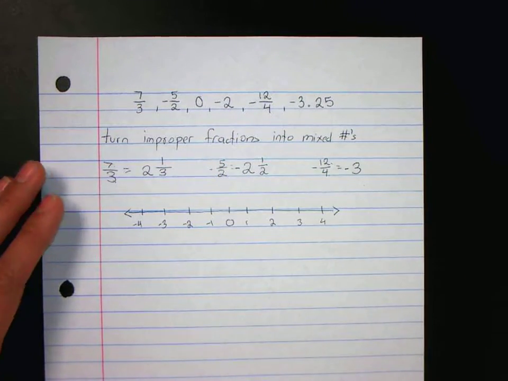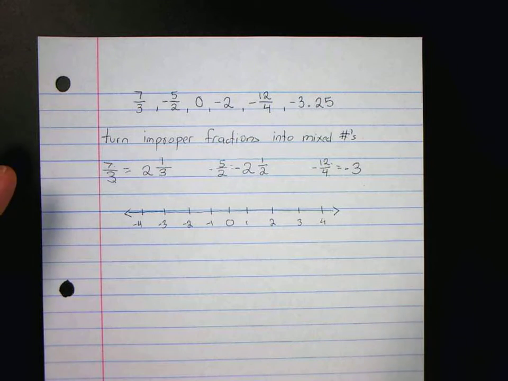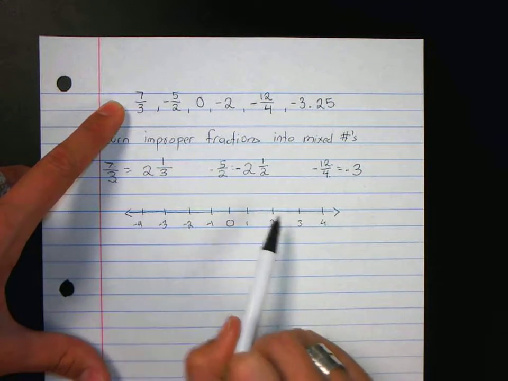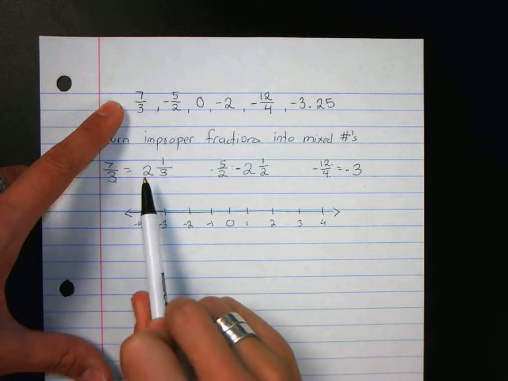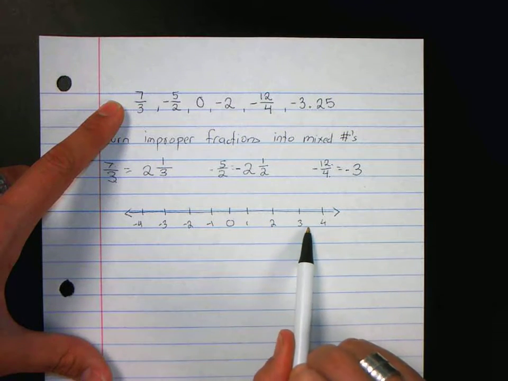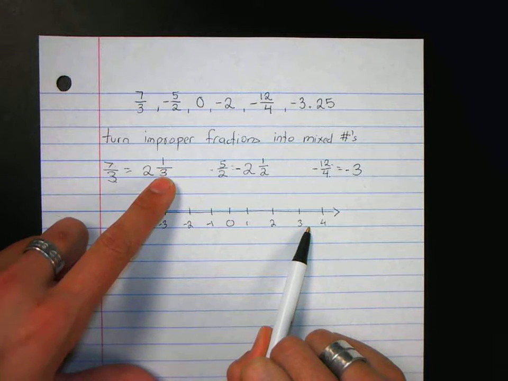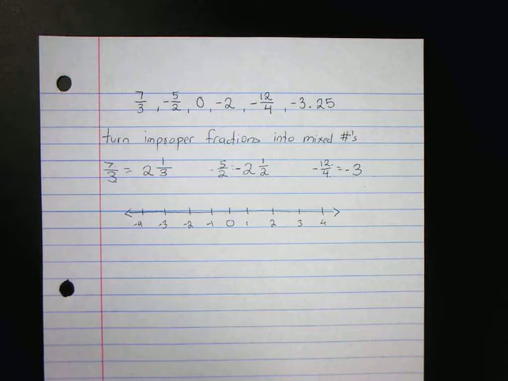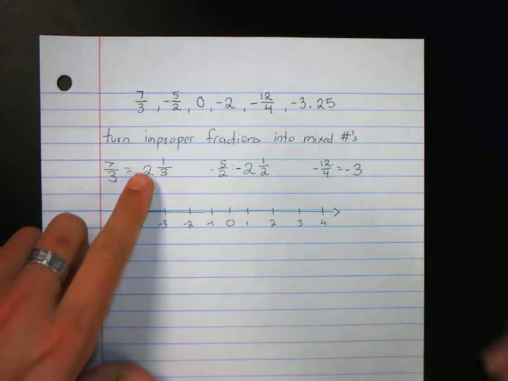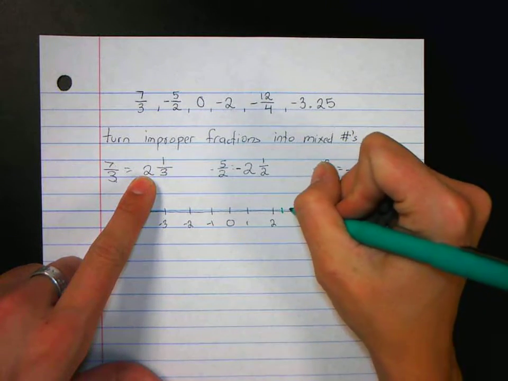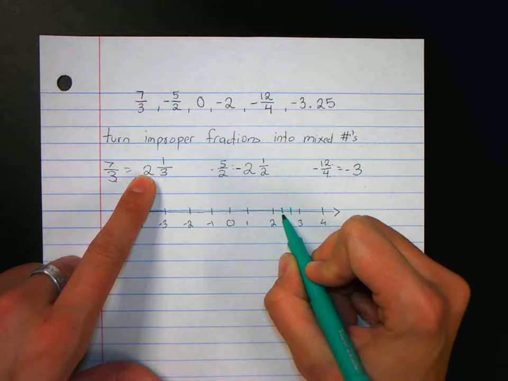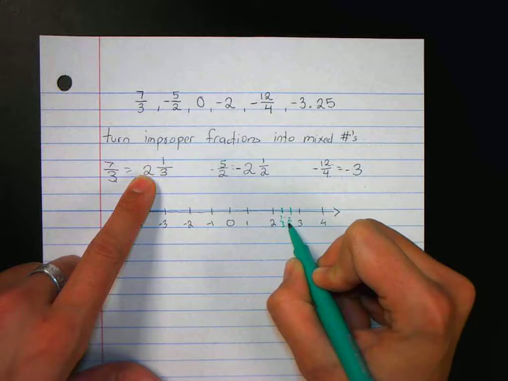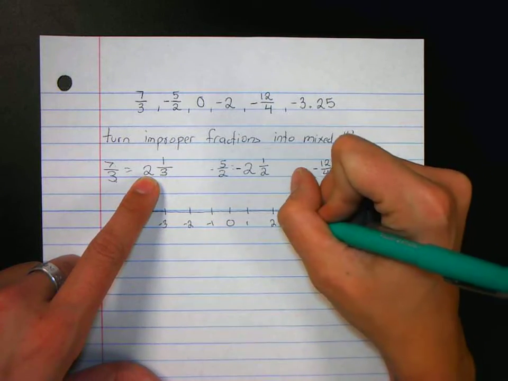Alright, so let's start graphing these. For 7/3, I know 7/3 is also the same as 2 1/3, so I know I'm going to be on the positive side. I know my whole number is 2, so I'm going to be in between 2 and 3, and because that's a fraction, if I break this up into thirds, I know the first one's going to be 1/3, second one's going to be 2/3. So 2 1/3 is going to be here.